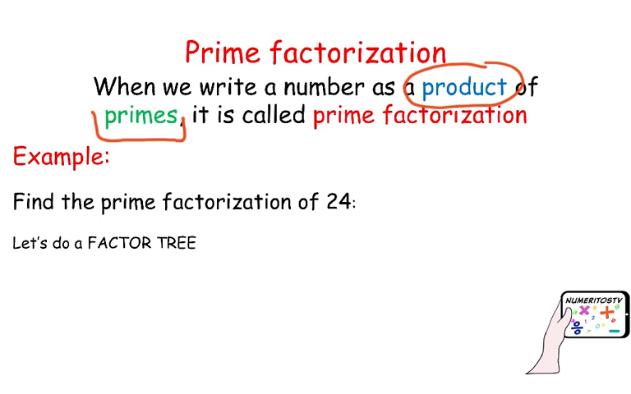I am going to be using a factor tree. There are many other ways of prime factoring a number, but I am going to show you how to do it with a factor tree. This is a super easy method to use when you do prime factorization. So 24. Think of two factors that when you multiply them, you get 24. Well, there are many options, right? 1 times 24, or 2 times 12, or 3 times 8.